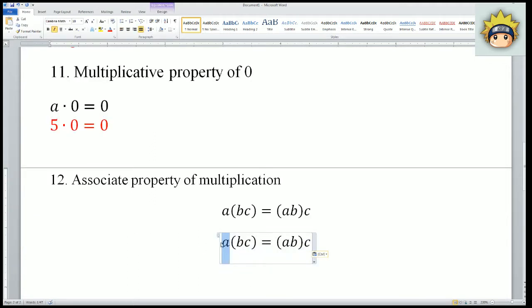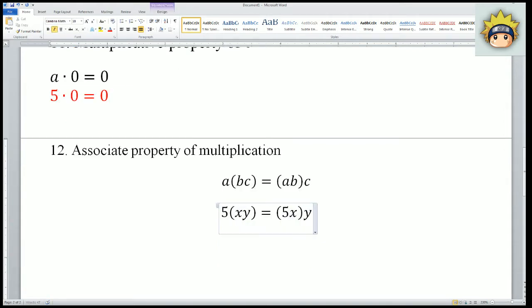Let's do the example for you. I'm going to make A 5. I'm going to make B x, and C y. Boom. That is an example of the associative property. It's just the shifting of the parentheses.